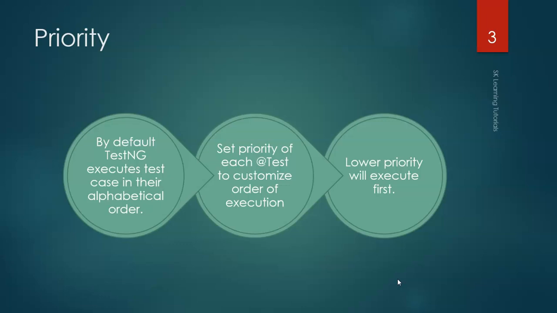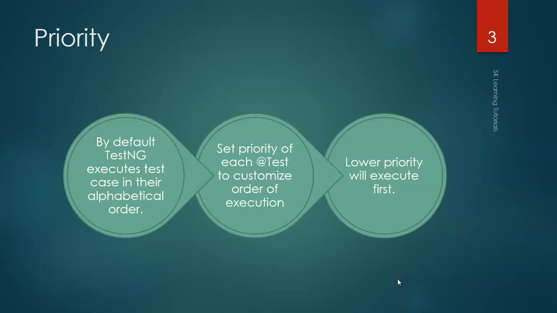So let's take an example. You have written 2 test cases, test case A and test case B, and you have set the priority for both. Let's say for test case A, the priority is 1, and for test case B, priority is 2. At the time of execution, the lower priority test case would be executed first, which means test case A would be executed first, then test case B. So the test case which has the lower priority value would be executed first. This is all about the theoretical information on the priority attribute.